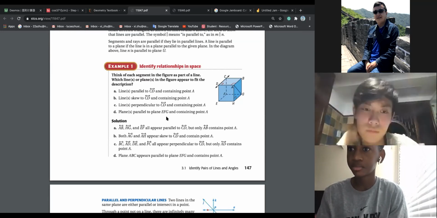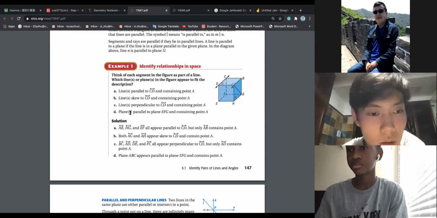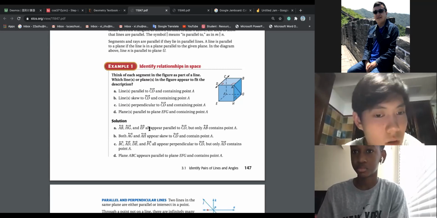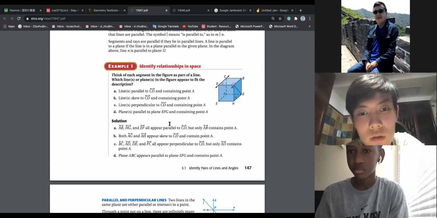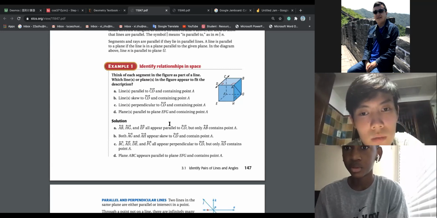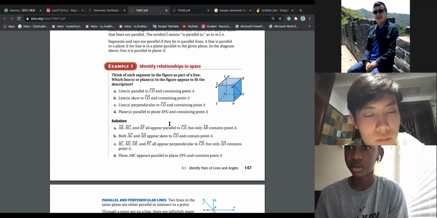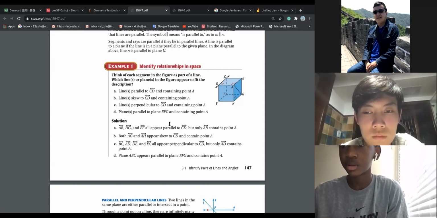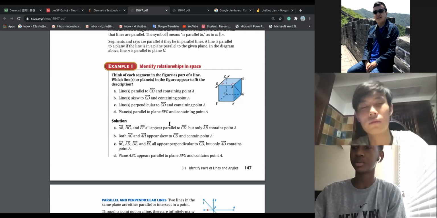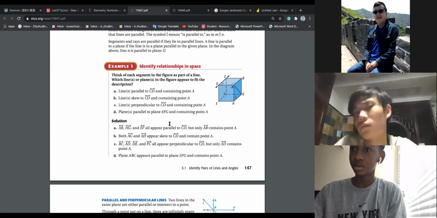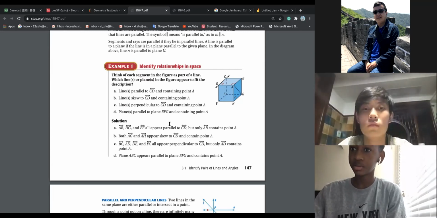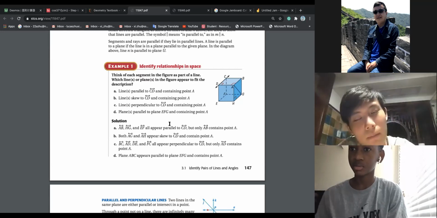AD. Yep, it is AD. How about question D? Plane parallel to plane EFG and containing plane A. Parallel to EFG. That means BAD. Yep, plane BAD. That's correct.